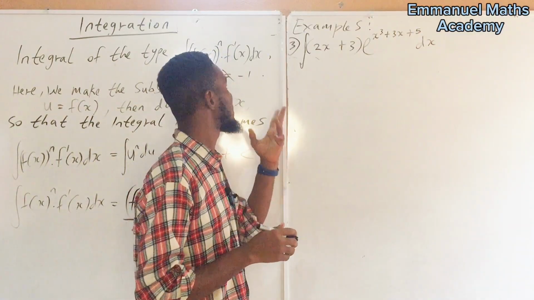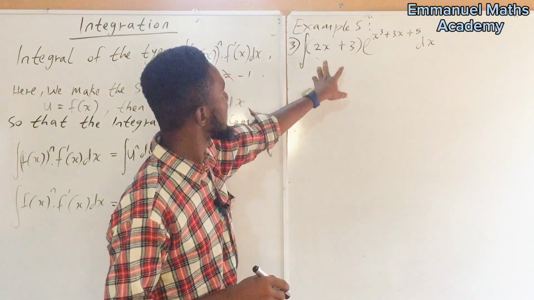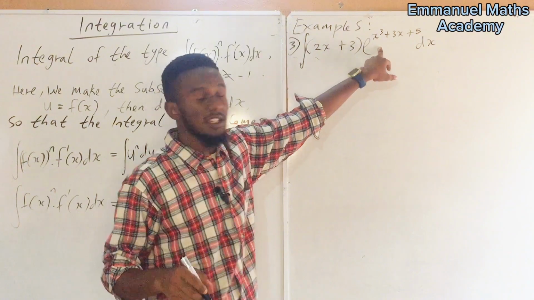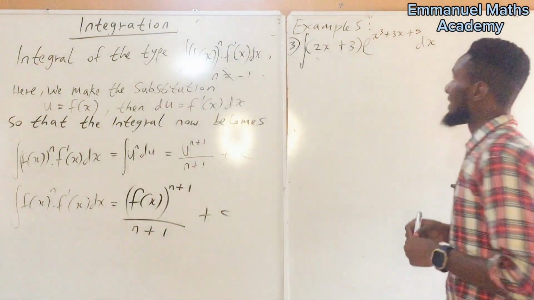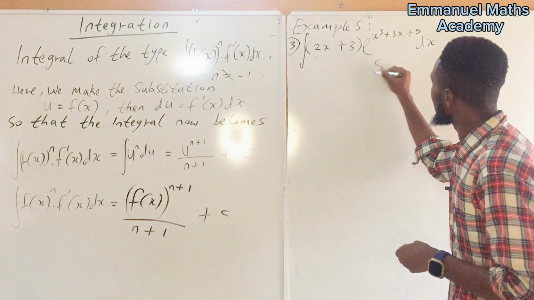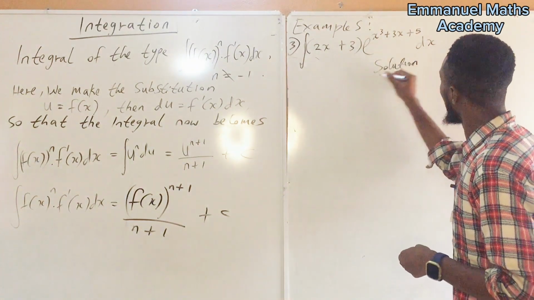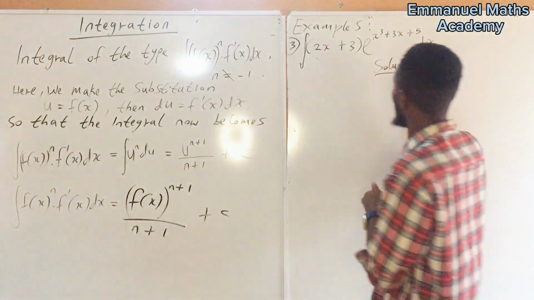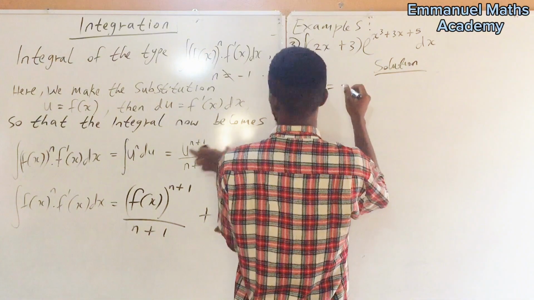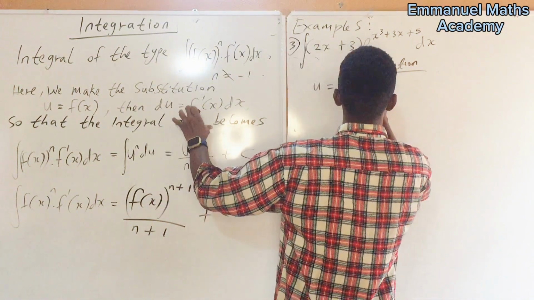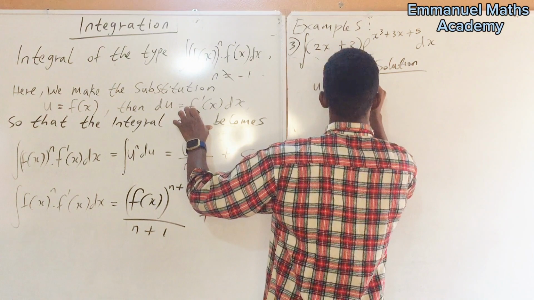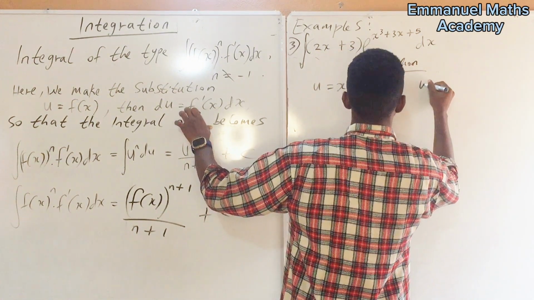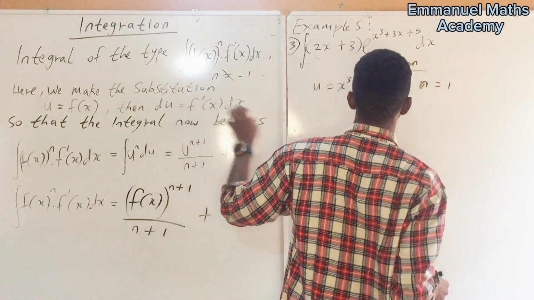Now let's look at example 3. Find the integral of (2x + 3) times e^(x^3 + 3x + 5) dx. Here you can see that when you differentiate x^3 + 3x + 5, the result is 2x + 3's partner, so this is the derivative of this. That is your u. Making this substitution, your u is x^3 + 3x + 5, and our n is 1.